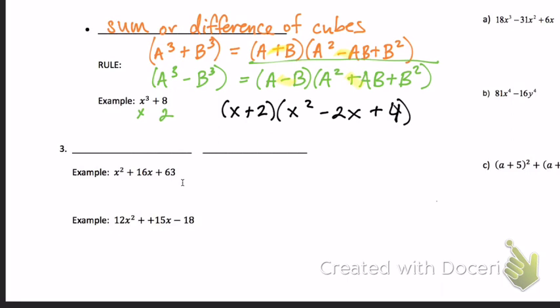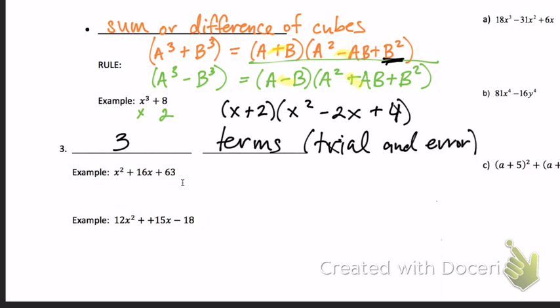The next type is when you have 3 terms. Yes, ma'am. I squared, so this is b squared. B is 2, and then you square it, so 2 squared is 4. So when you have 3 terms, remember you do trial and error, but we are strategic about it.